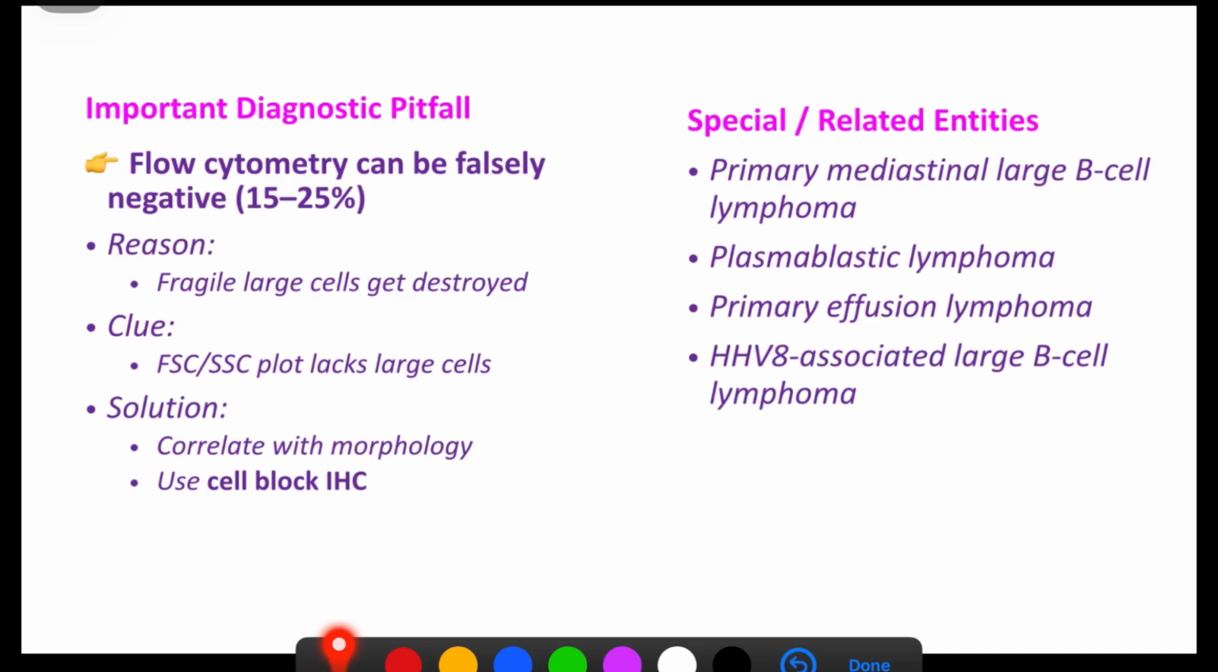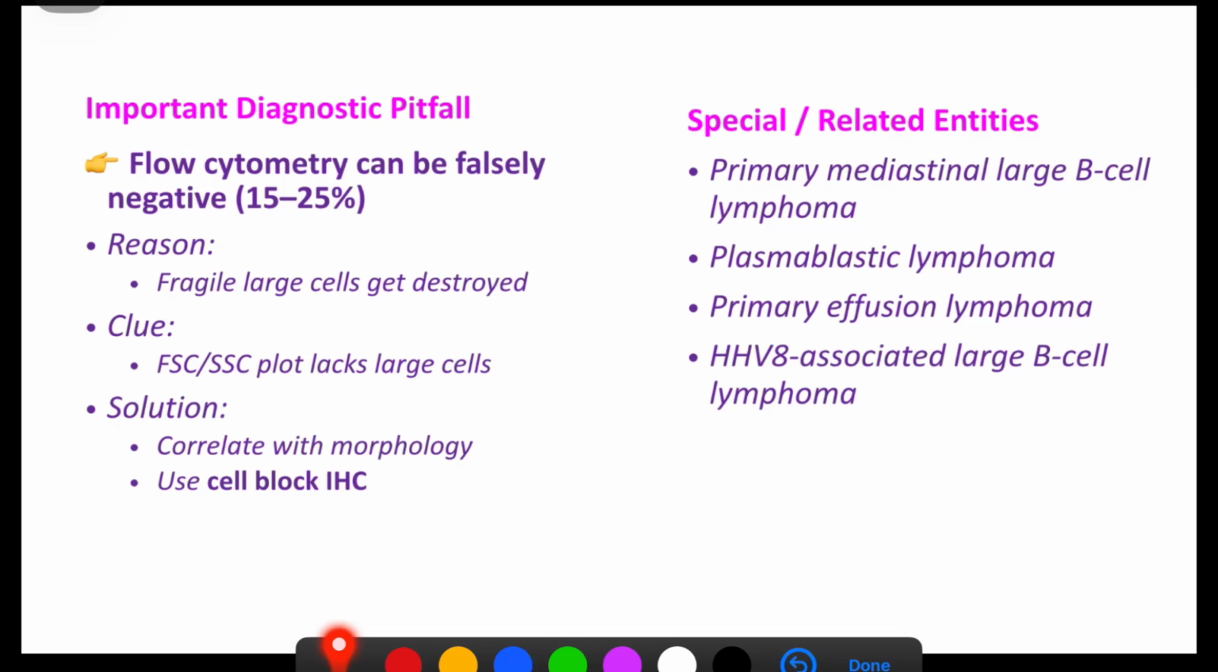Now, what are the diagnostic pitfalls? First of all, flow cytometry: in 15 to 25% of cases, it can be falsely negative. The reason is that these cells are very fragile, and they get destroyed while processing. So the forward scatter and side scatter plots lack larger cells, which is a clue when we interpret flow cytometry. So what is the solution? Again, morphology, which is the gold standard, and second, cell block IHC.